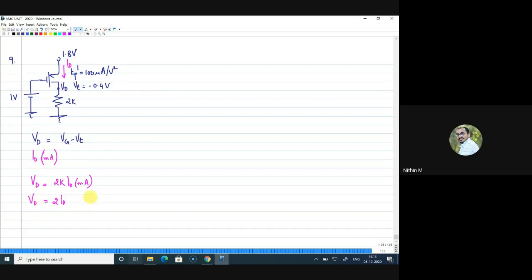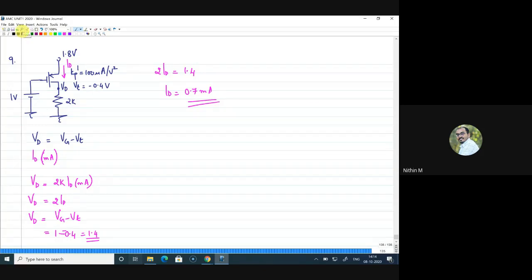Right. Now what is VD? How can I get an equation value for VD? To keep the transistor at the edge of saturation, VD should be equal to VG minus VT. What is VG? VG is 1, minus VT is minus 0.4, which is equal to 1.4. That means 2ID is equal to 1.4, or ID is equal to 0.7. I assumed ID in milliamps, so ID should be 0.7 milliamps. That will be the value of ID.